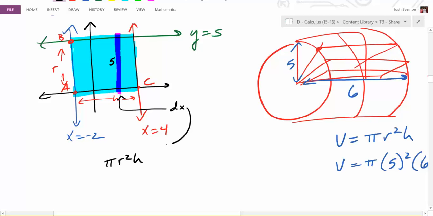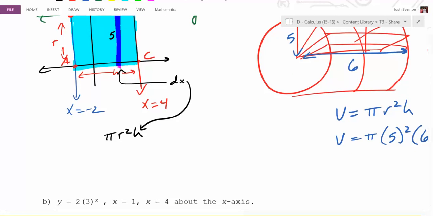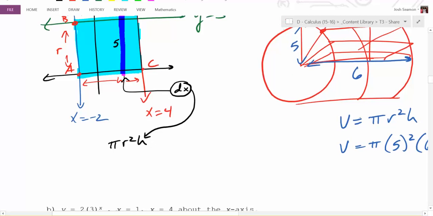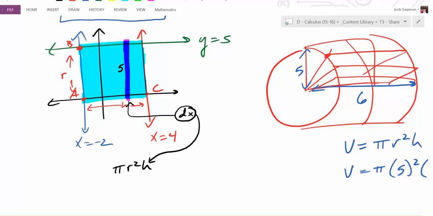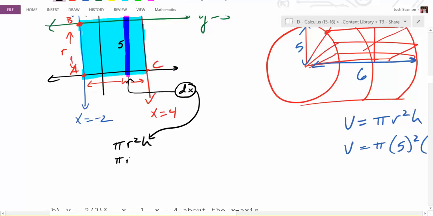But what did we say h was? D what? In this case, for this little tiny one, it's dx. So it's pi r squared dx. But what did we say the radius was for this entire thing? 5. Is everybody with me so far? If you want to add together an infinite number of things, what have we used to add together an infinite number of things? The integral symbol.